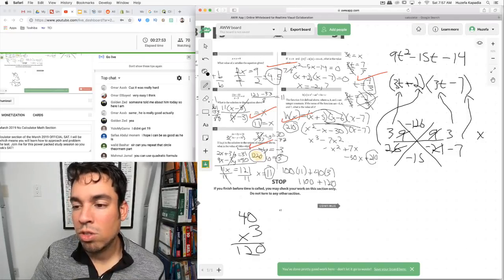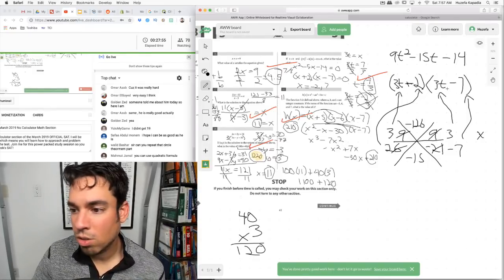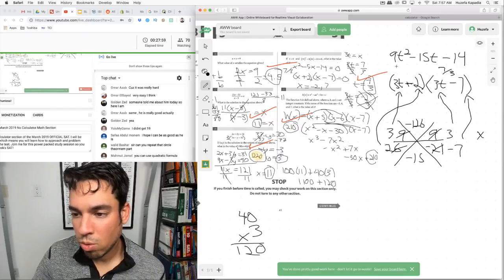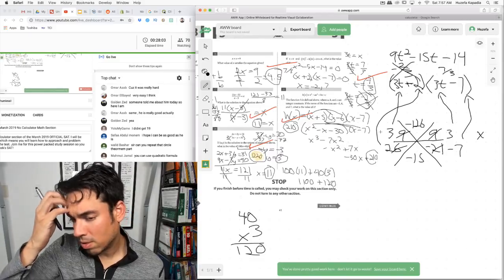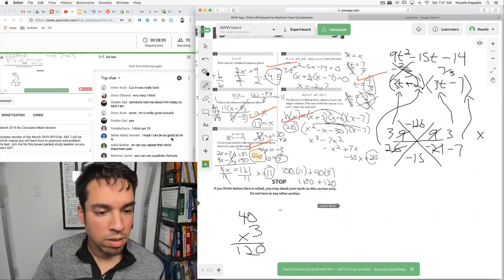Now my two solutions are what makes this go to zero and this go to zero. This one is of course 7/3, which is what we got before. This one of course is negative 2/3, which we don't use, since negatives aren't used in the free response. That's how you do 19.